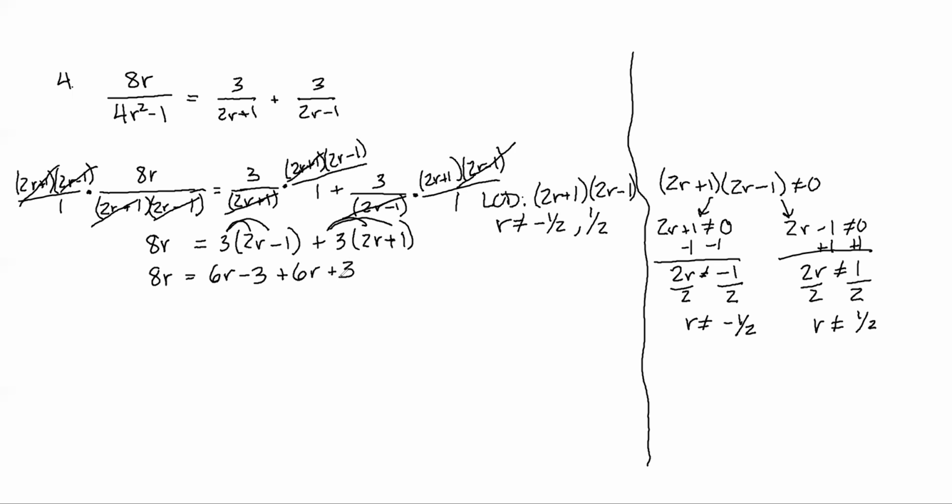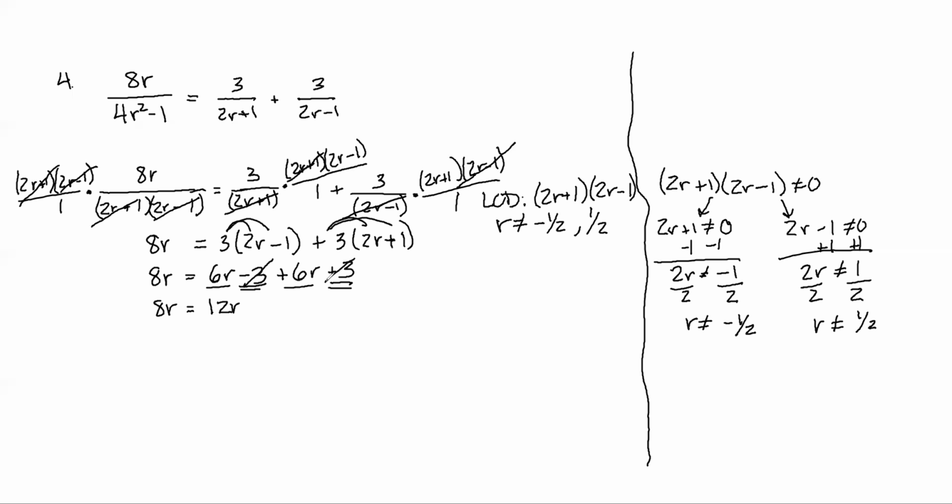Let's do a little bit of canceling here, or combining like terms, I mean. So these 6r's combine, so we get 12r. And then this is why I said canceling, because we have a minus 3 plus 3. Those give us 0, so we do not need to write down 0 here. We'll just kind of cancel those guys out. And so we have 8r equals 12r, which looks weird because we don't have any constants.